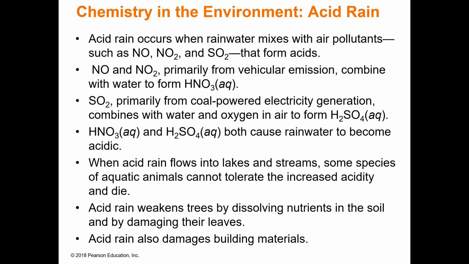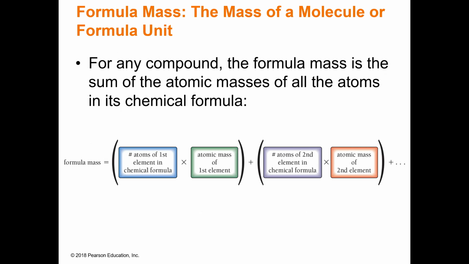Chemistry is not just in the lab, it's in the clouds. Acid rain happens when air pollutants like nitrogen oxides, NO2, and sulfur dioxide, SO2, react with water in the atmosphere to form nitric acid, HNO3, and sulfuric acid, H2SO4. This lowers the pH of rainwater and damages ecosystems, buildings, and even human health. It's a real-world consequence of chemical reactions.